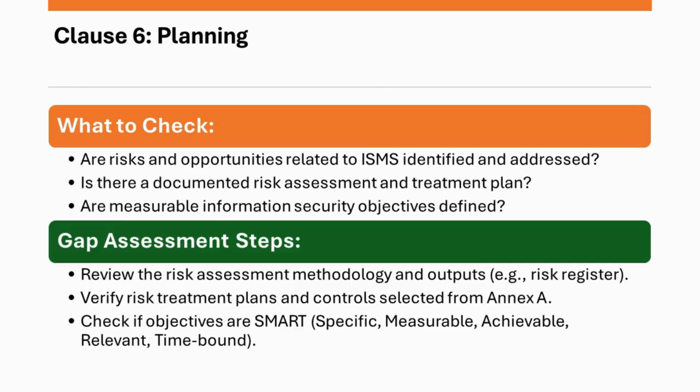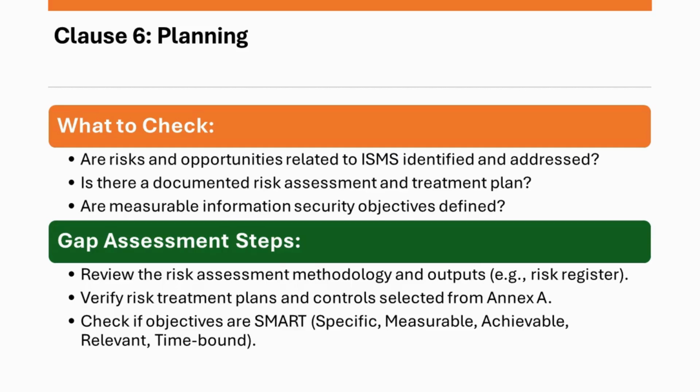So, the key points here would be risk assessment, which means identifying and evaluating risks to information security. The risk treatment plan: decide how to address risks, whether accept, avoid, transfer, or mitigate. Security objectives: define objectives that align with the organization's goals and are measurable. Now, a few practical examples.